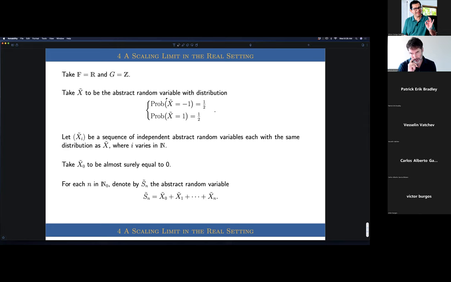Let X_i tilde be a sequence of independent abstract random variables, each with the same distribution as X tilde, where i varies in n. So the point is that you have this generator. So this X tilde is the generator of the discrete time process. Of the primitive process, I should say.